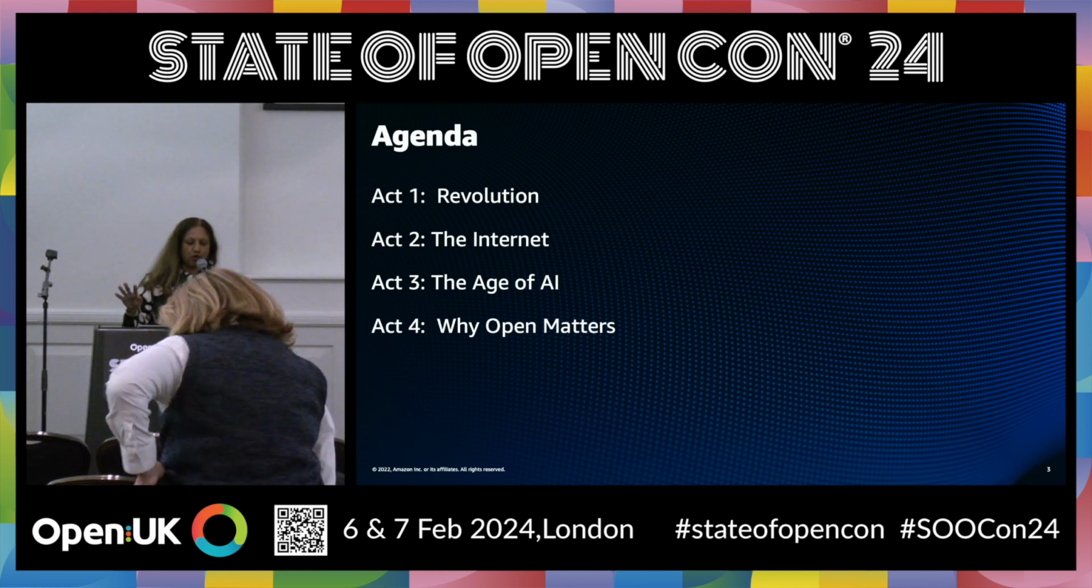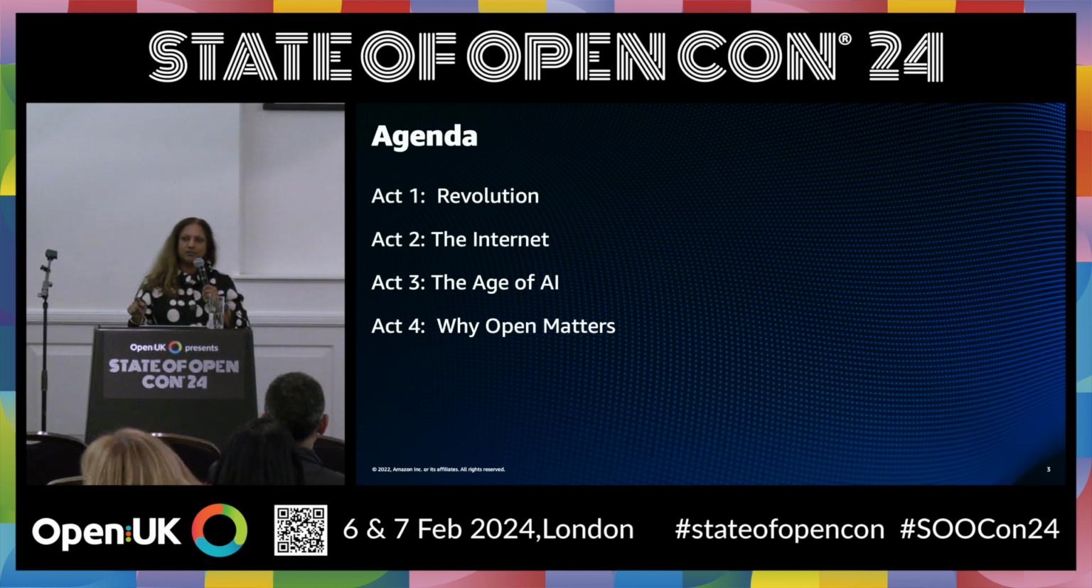So I'll talk in 4 parts. The first part is revolution. Why did open source come into being? Second part, the bedrock of the internet, the age of AI, and then why open source matters.